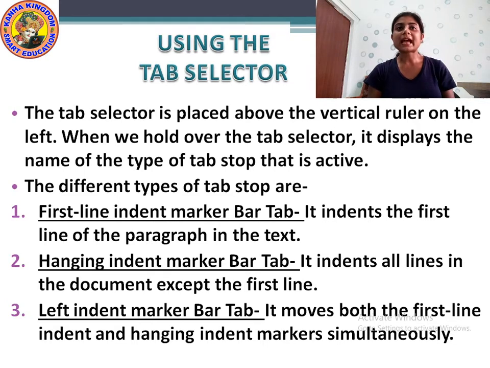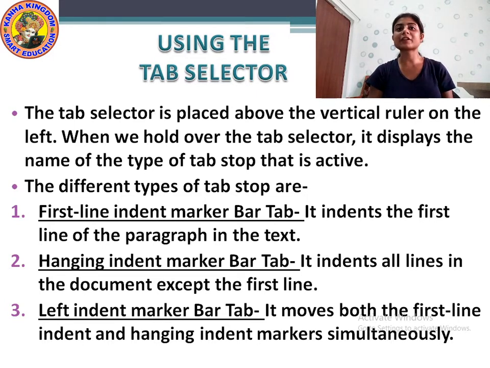Okay. Then when we hold over the tab selector, it displays the name of the type of the tab that is active. Which tab is active? When we hold this tab selector, we come to know which tab is active. And this tab selector is found on the vertical ruler on the left side of the Word document page.